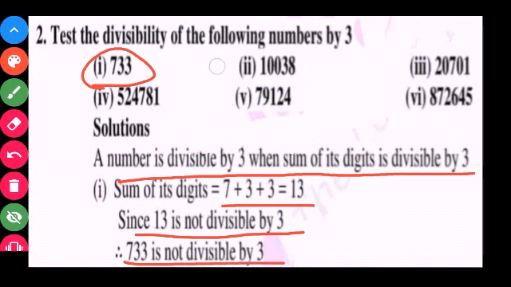Understand? Now take another example. Here 1 plus 0 plus 0 plus 3 plus 8, that is 1, 4, 4, 7, 8 ... the digits sum to 12. So this number is divisible by 3. Understand? Because 12 is divisible by 3. Similarly, you can check divisibility of 3. Okay.